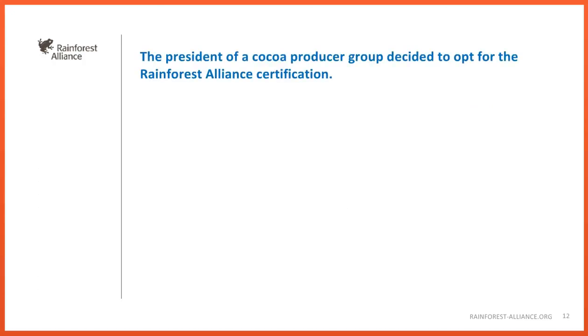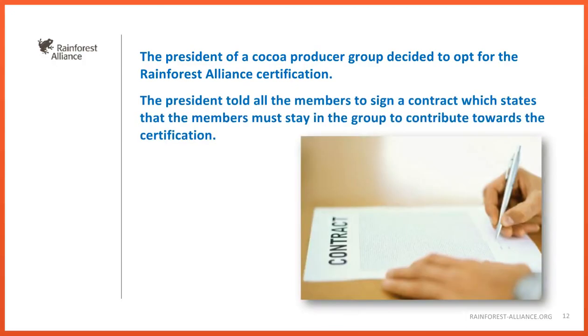Next quiz. The president of a cocoa producer group decided to opt for Rainforest Alliance certification. The president told all the members to sign a contract which states that the members must stay in the group to contribute towards the certification. Does this group comply with the related criteria?